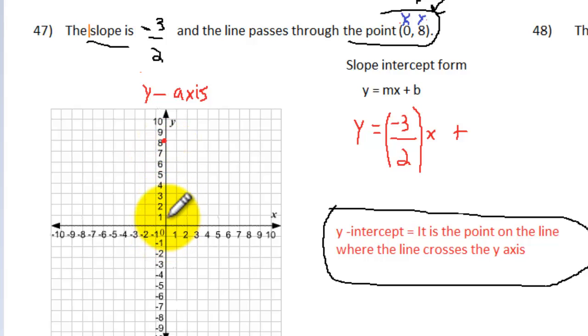And so we're at 0, now we're going to go up 8, and this is the point that they are referring to. And it's on the y-axis, so it is in fact the y-intercept. It is b. So we put in 8. They don't want us to put in 0, 8. They just want the 8 for the equation.